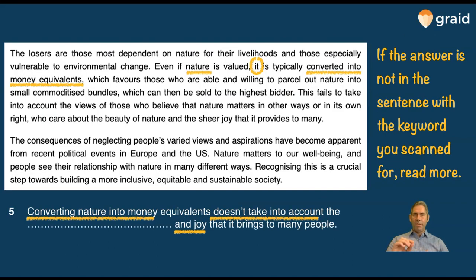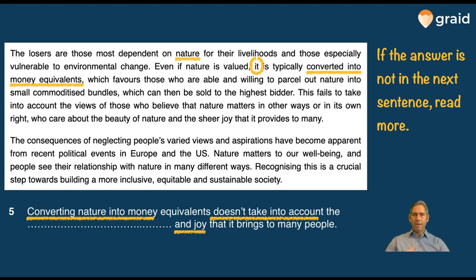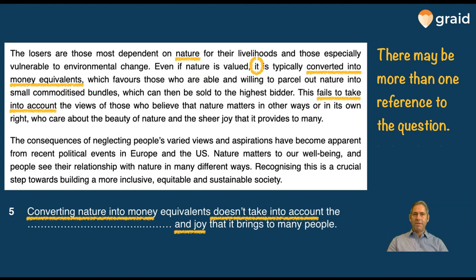So we find on the final page, nature, which is referenced as it, is typically converted into money equivalents. So I've put this question down the bottom as an example of how you could flick back between the question paper and the reading, so we can match them up. It is typically converted into money equivalents, but we don't have enough information to complete the blank, so we read on. Which favors those who are able and willing to parcel out nature into small commoditized bundles, which can be sold to the highest bidder. We read on.